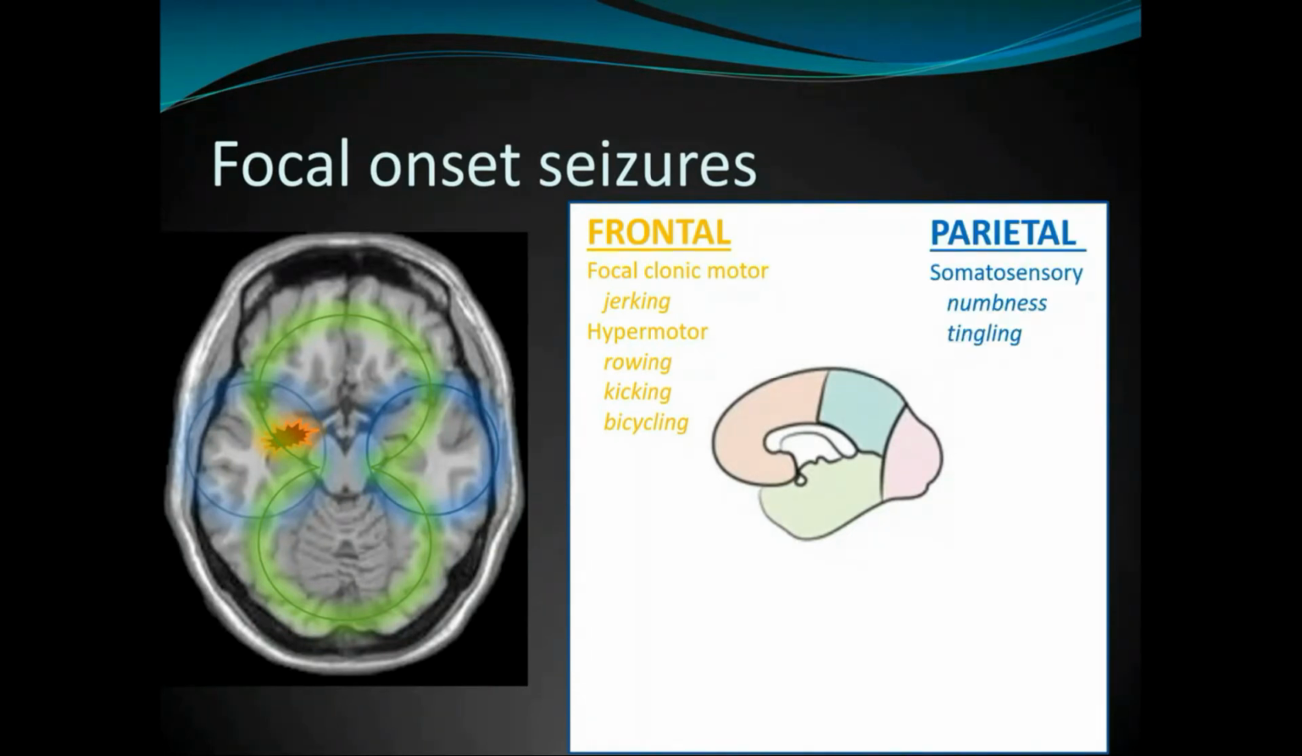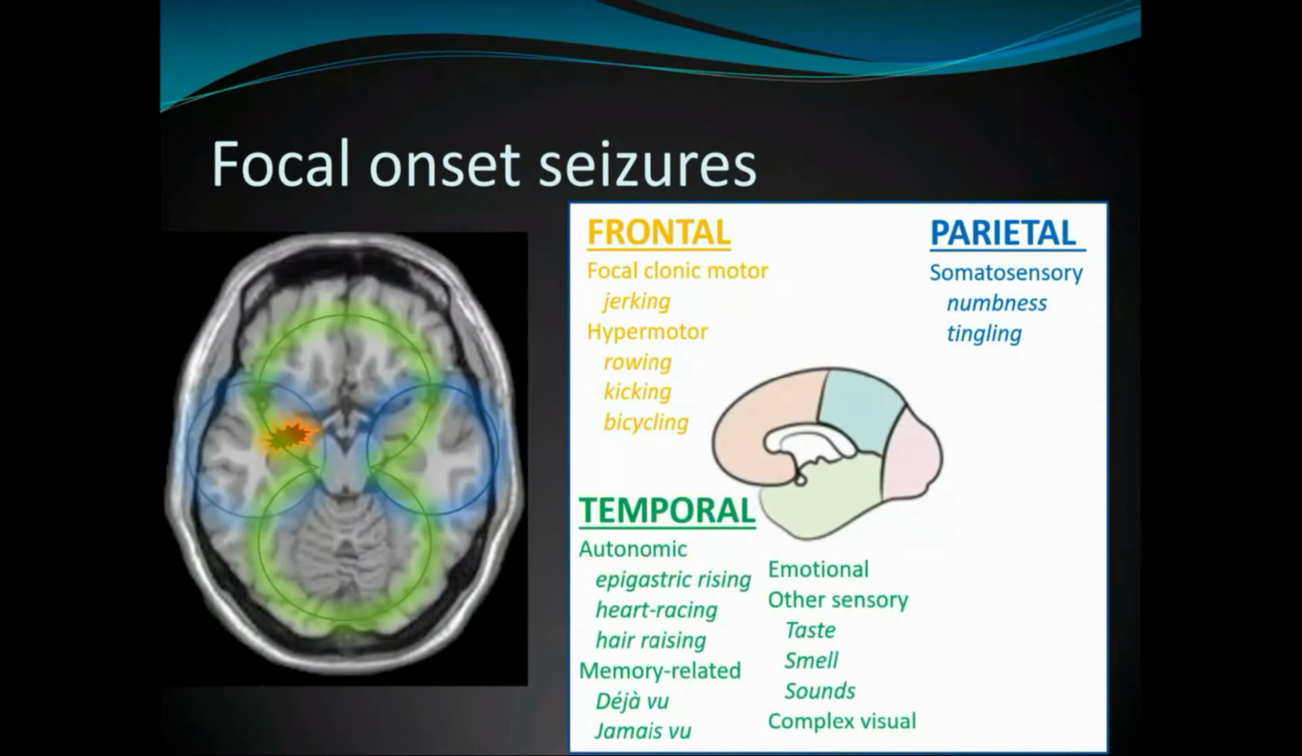When that focus is in the parietal lobe, you may experience numbness or tingling. That may stay in one body region, or it may spread to neighboring body regions. In temporal lobe seizures, these are sometimes harder for people to notice, and also often hard to notice from the outside by onlookers.